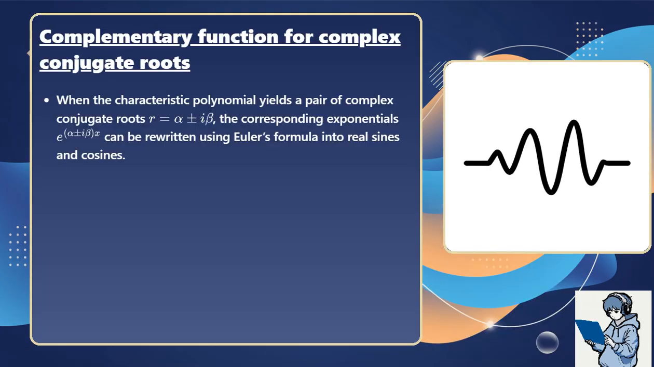When the characteristic polynomial yields a pair of complex conjugate roots r equals alpha plus or minus i beta, the corresponding exponentials e^((alpha plus or minus i beta)x) can be rewritten using Euler's formula into real sines and cosines. y_c(x) equals e^(alpha x) times (c1 cos beta x plus c2 sin beta x).